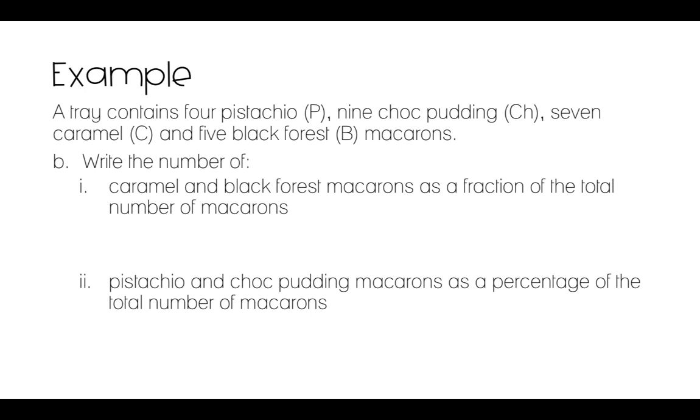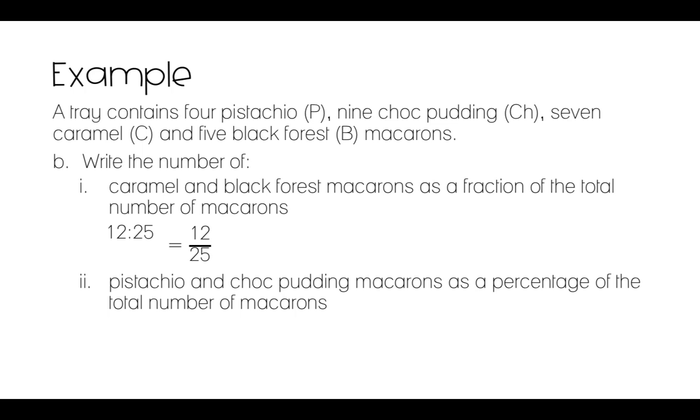Part B, we're again going to take those macaroons and write the number of caramel and black forest macaroons as a fraction of the total. We're doing this because ratios are strongly related to fractions and percentages, and we're going to see that right now. So first I want to write this as a ratio. There are 7 caramel macaroons and 5 black forest, which gives us a total of 12. So we have 12 to the total number of 25. To write this as a fraction, we write 12 over 25. Remember to always simplify any fractions, but that'll come up in our next topic when we look at working with ratios, so we'll learn to simplify them.